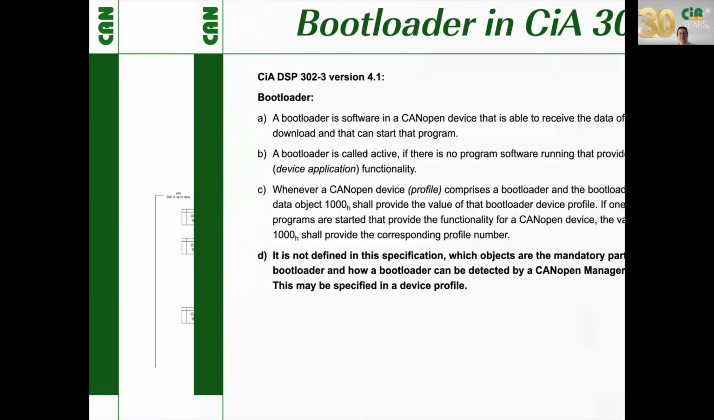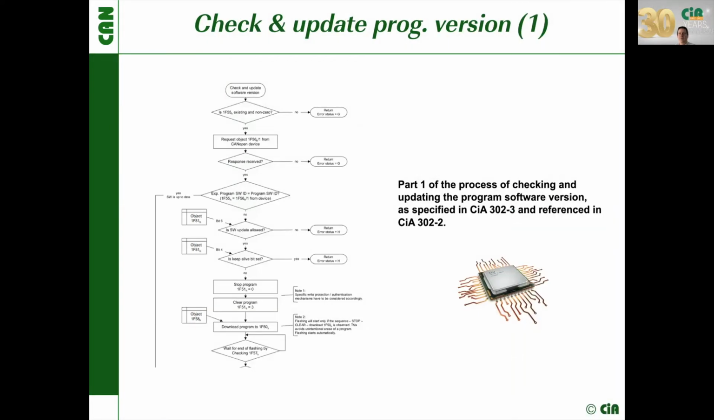So let's have a further insight into 302. We have there a recommended handling: we first check the application program that is running, that we can check the software ID, is it the right version, is it the intended, the expected version. And if there is the necessity to update, then I can stop the application program that's currently running, I can clear the program, and furthermore, I can then download, hand over the new program and start the new firmware.